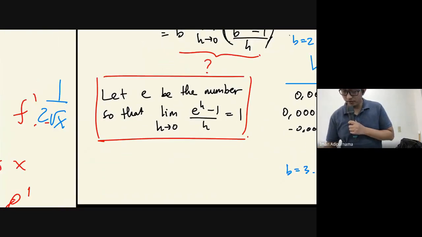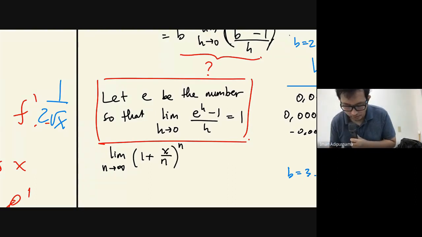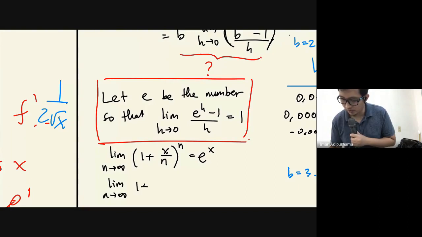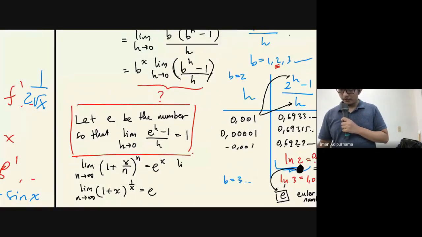You can also have the E from the limit as n approaching infinity of 1 plus x over n to the power n, and it's e to the x. You can also write this as 1 plus x to the power 1 over x. This is E. Or you can have a limit, and this is also E.